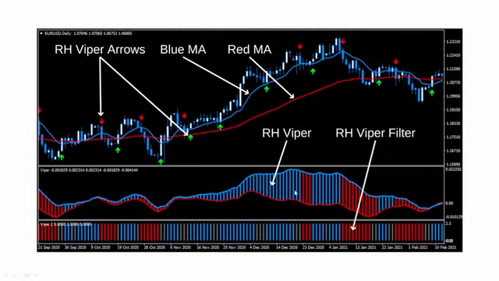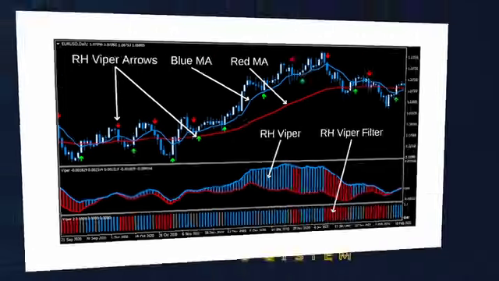Now this middle indicator, this is the RH Viper indicator. The entire system is built around this indicator. This is the Viper filter, the RH Viper filter, and it is going to be the last resort as far as filtering the signals go.